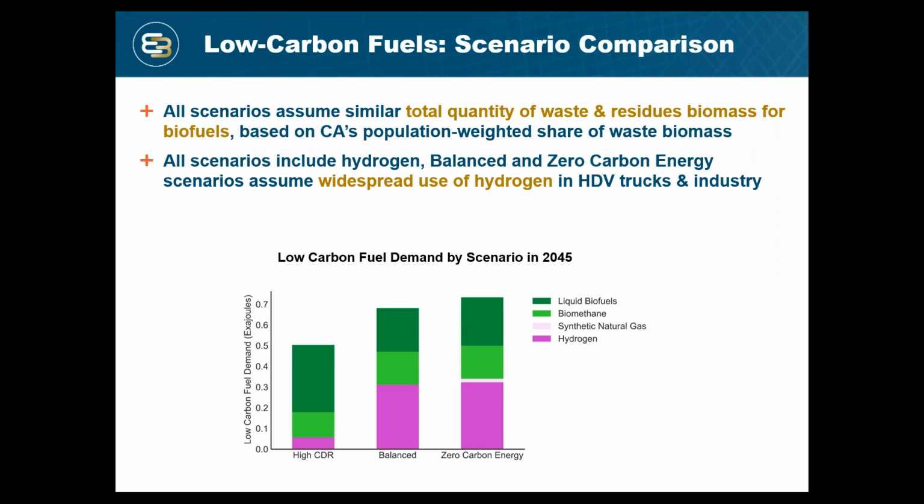And then there's also hydrogen in all three scenarios. You can see in the high CDR scenario, that's hydrogen that's blended into the gas pipeline. In the balanced and zero carbon energy scenario, there's additional hydrogen being used in industry through dedicated pipelines, allowing industry to get to 100% blends of hydrogen in some cases, as well as hydrogen use in the trucking sector, particularly for heavy duty trucks.